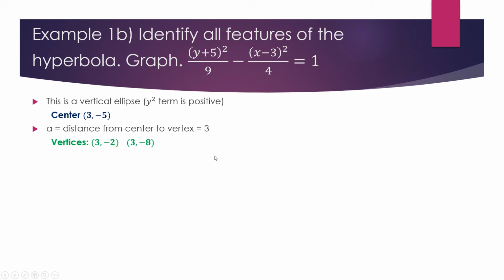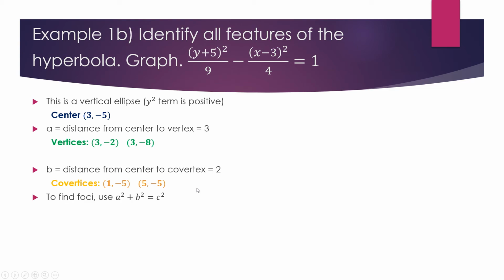B squared is 4, so b, the distance from the center to the co-vertices, is going to be 2. Since this is a vertical hyperbola, the co-vertices will be left and right of our center. So this time the co-vertices would be the points 1 comma negative 5 and 5 comma negative 5. Finding the foci the same way, c is still going to be the square root of 13, but because this is a vertical hyperbola, that's going to be above and below our center, so we get 3 comma negative 5 plus and minus square root 13.